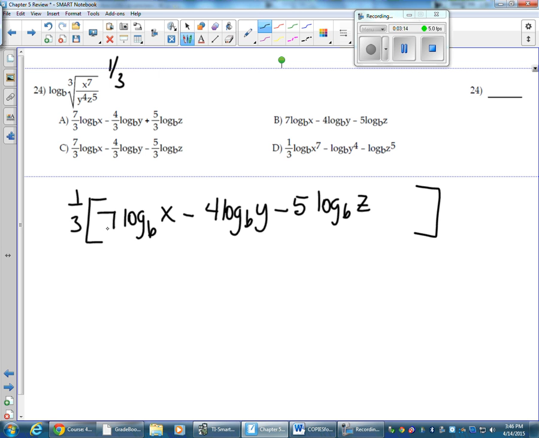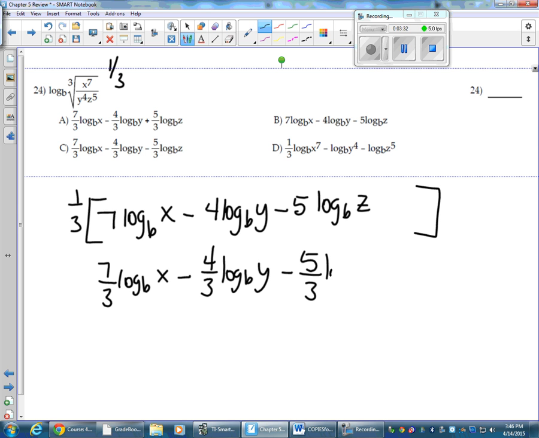And now I'm going to distribute the 1/3 times everything. So 1/3 times 7 would make that 7/3 log base b of x minus 1/3 times 4 would be 4/3 log base b of y, and then minus 1/3 times 5 would be 5/3 log base b of z. So my answer is going to be C.